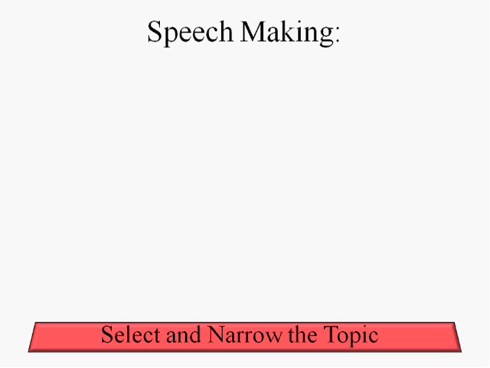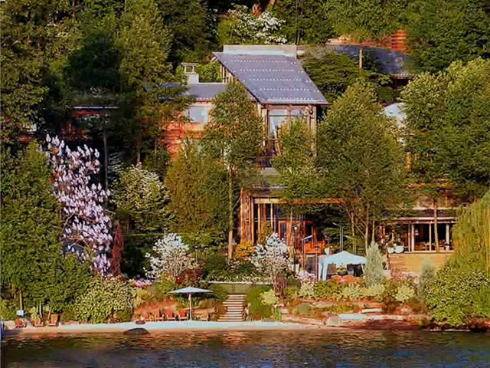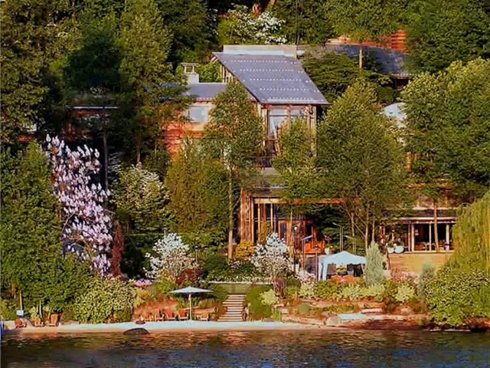Our first evidence speech with an outline is the biography speech, and it's a flavor of informative speaking, but it's a speech about a person. The example that I often use is Bill Gates. And this home outside of Seattle is Bill Gates' home. You'll notice the solar panels on the roof.